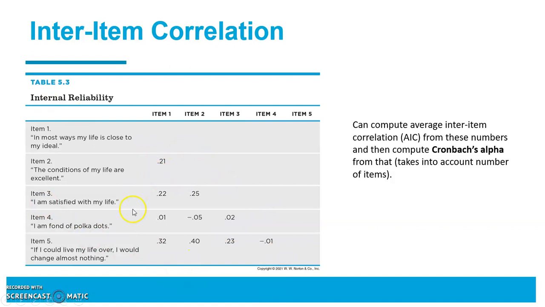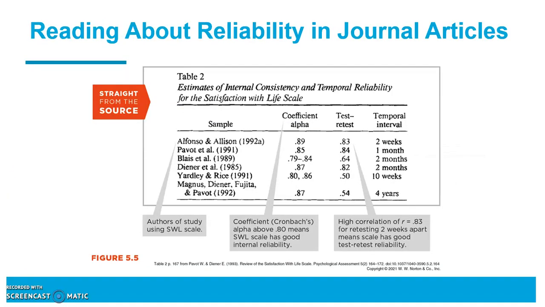You can compute the average of these correlation coefficients, and then Cronbach's alpha also takes into account the number of items, and you can get Cronbach's alpha. And if it is above .80, then it's got a good internal reliability. So you'll come across this number alpha in the literature as researchers try to validate scales that they use, like the satisfaction with life scale in this case.